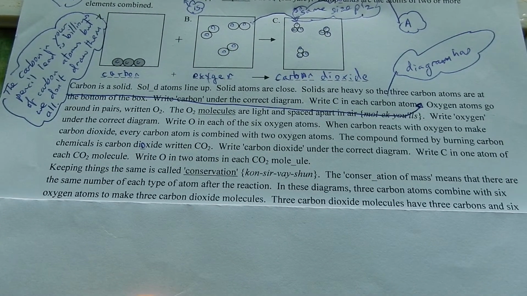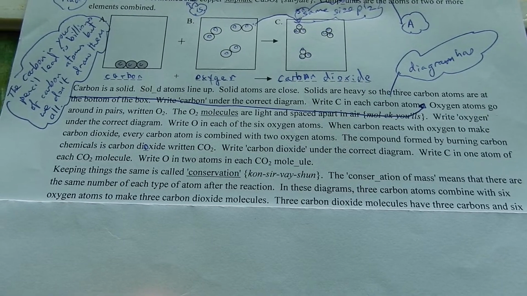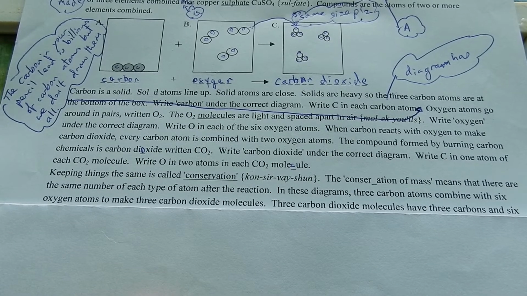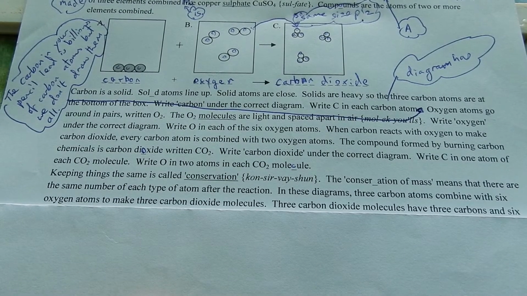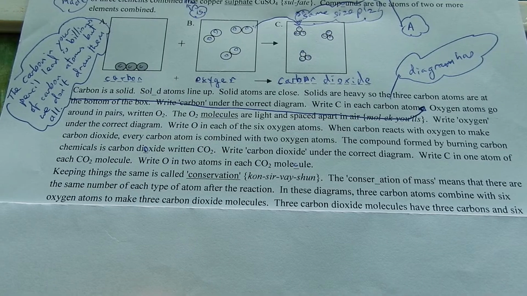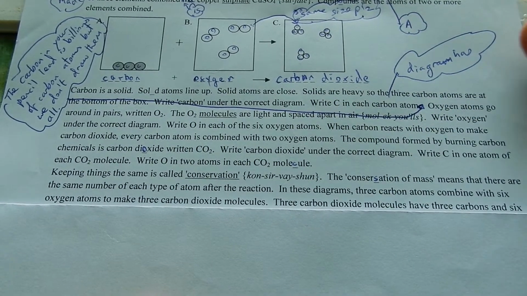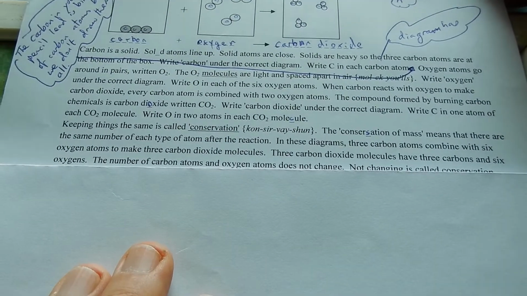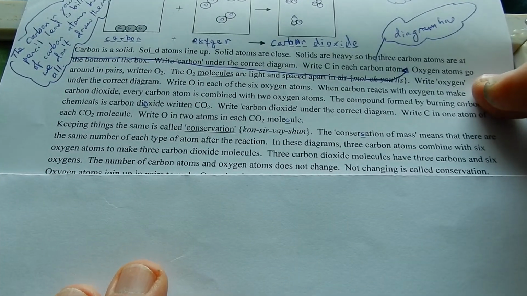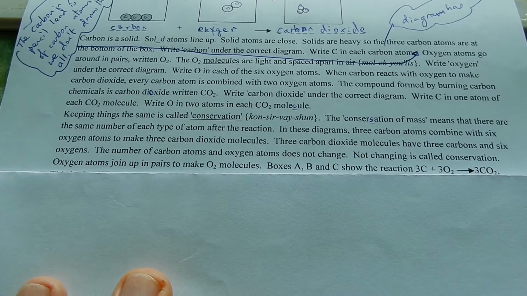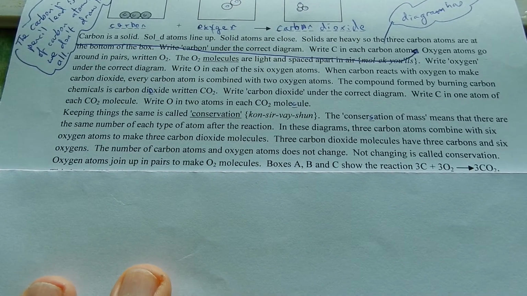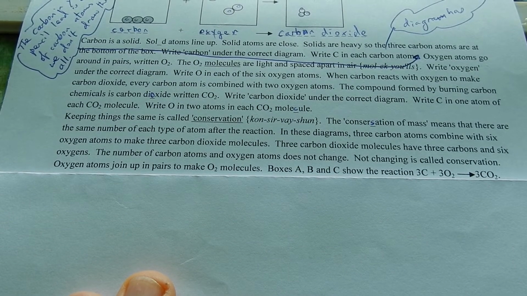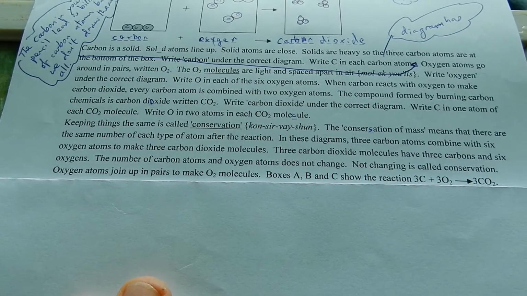Keeping things the same is called conservation. The conservation of mass means that there are the same number of each type of atom after the reaction as before. In these diagrams, 3 carbon atoms combine with 6 oxygen atoms to make 3 carbon dioxide molecules. 3 carbon dioxide molecules have 3 carbons and 6 oxygens. The number of carbon atoms and oxygen atoms does not change. Not changing is called conservation.